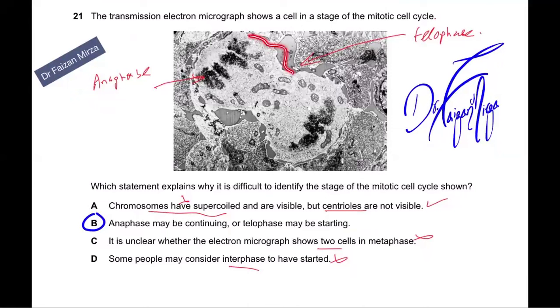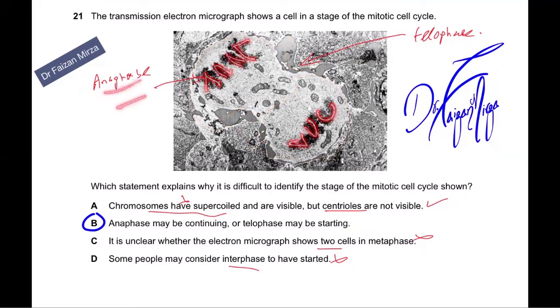The transmission electron micrograph shows a cell in a stage of the mitotic cell cycle. You can see the cell is about to become divided. So this is telophase occurring. We can see the cell forming a furrow here, and it's pinching inwards. The chromosomes are being pulled to the opposite ends.